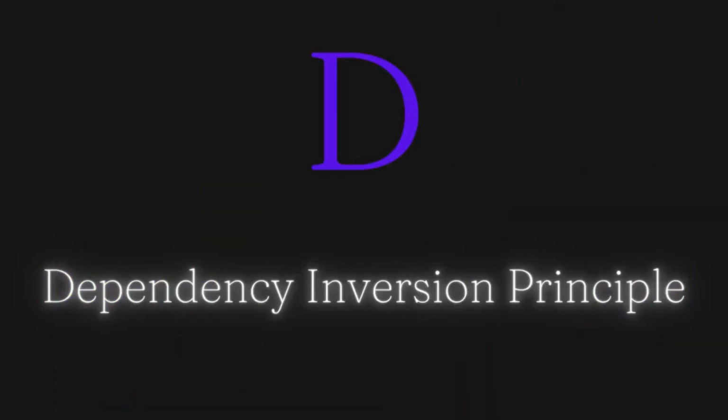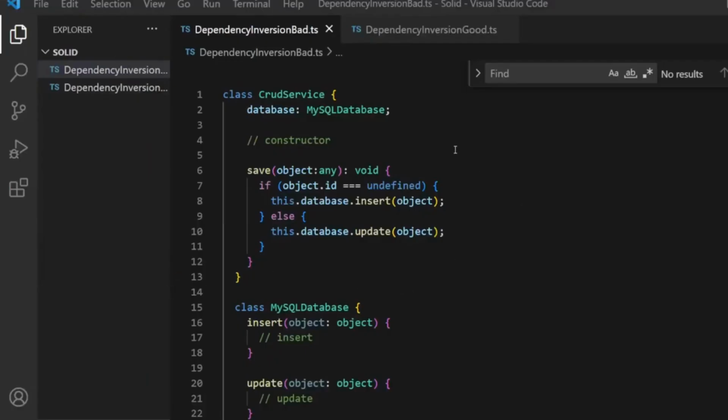The dependency inversion principle is a design principle that states that high-level modules should depend on abstractions rather than concrete implementations, and this will help us to decouple the high-level and low-level modules, making it easier to change the low-level ones without affecting the high-level ones. Now let's take this example into consideration.